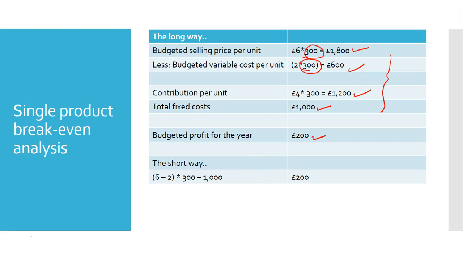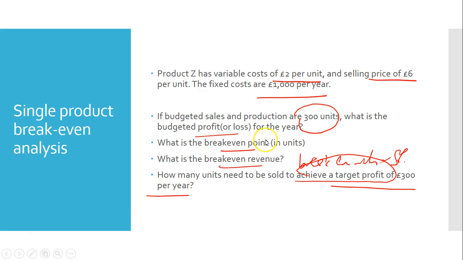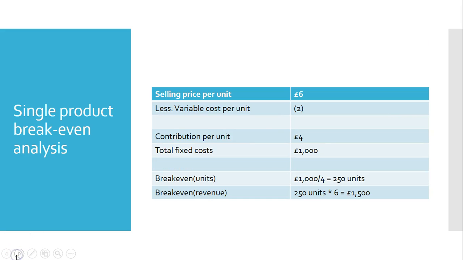Okay, let's look at the next question. What is the break-even point in units? Well, I have contribution of 4, fixed costs of 1,000, therefore break-even is 1,000 divided by 4, 250. And the next question is really asking for break-even revenue, which is 250 times 6, because 6 is the selling price. And that gives you 1,500.